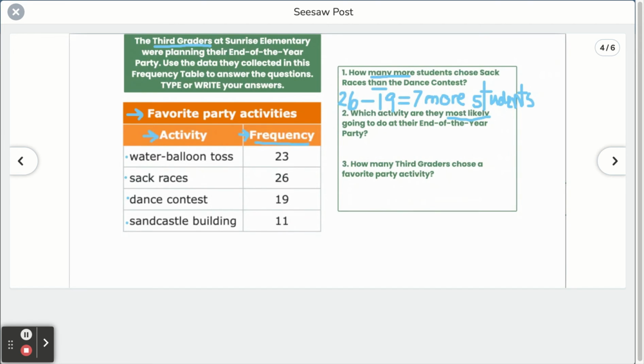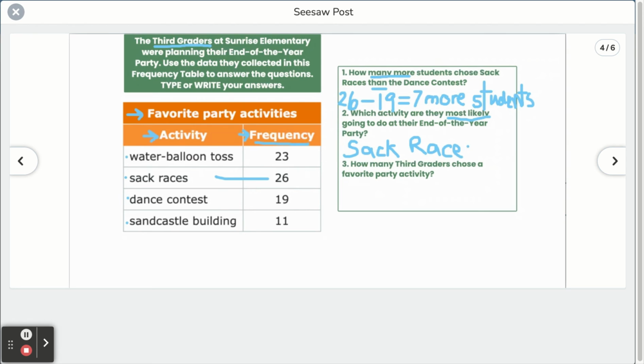Well, they're most likely going to choose the one that has the most number of students that chose that. And we can see that the largest number in this frequency table is 26 for the sack races. So sack races are the ones that would most likely be chosen as their end of the year activity. So sack races.